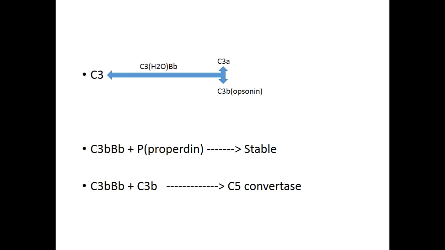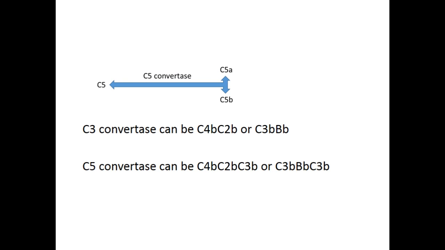The stabilized C3bBb can attach to another fragment of C3b, and that can form a complex called C5 convertase. So again we have different convertases here. In case of the alternative pathway, it is C3bBb3b. Okay, it's getting confusing. Now C5 can get acted upon by C5 convertase and form the anaphylatoxin C5a and C5b.